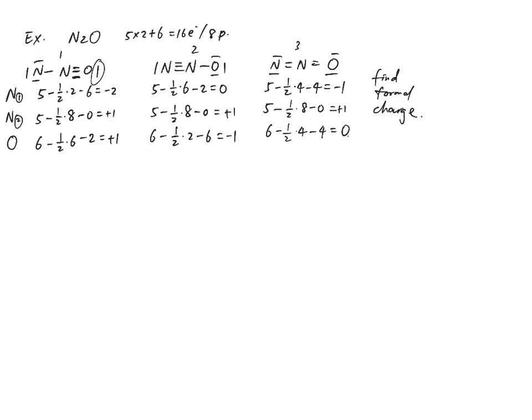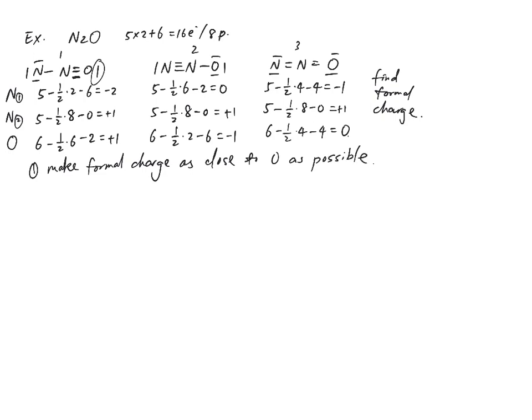Okay, so once you figure out the formal charge of each atom in these 3 structures, now let's apply the rules and refresh our memory. The 2 rules regarding formal charge: number 1 is make formal charge as close to 0 as possible.